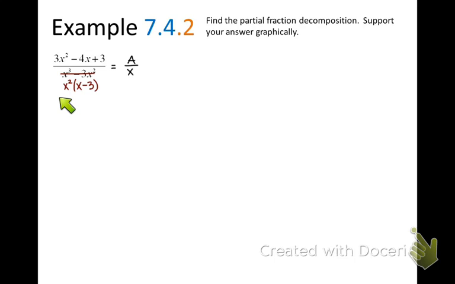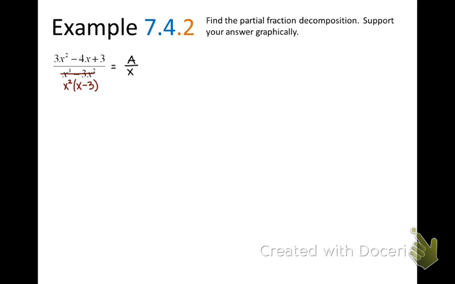Yes. So basically, the trick here is that if you have a factor that has a power higher than 1, you need to include all powers of that factor. So if something is to the 5th power, then you need to include 5 fractions: 1 to the 1st power, 1 to the 2nd power, 1 to the 3rd power, 4th, and 5th, right? Does everyone see what I'm saying?